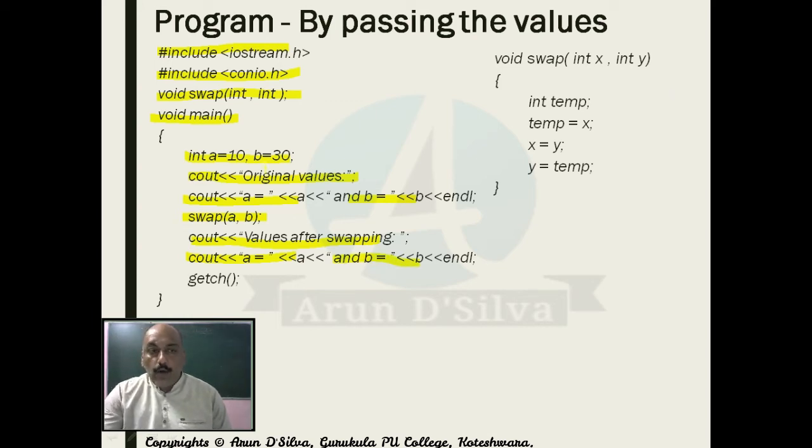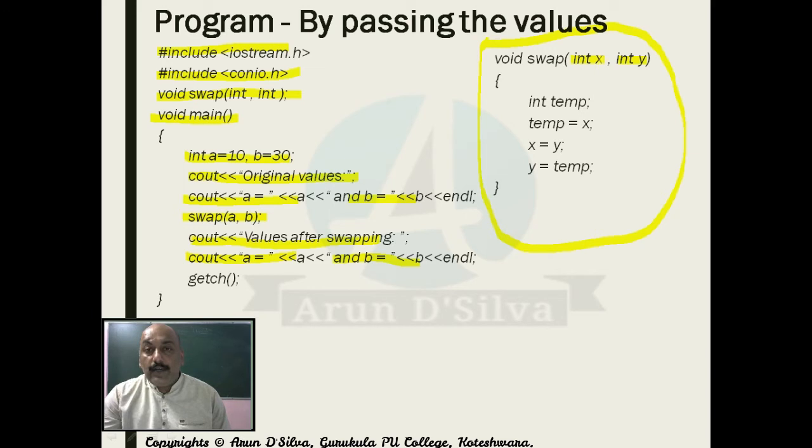Now how will this function look? This is the function. Here void swap is the function. I'm defining int x and int y. Declaring, I showed what type I am using, and here I am using the names.